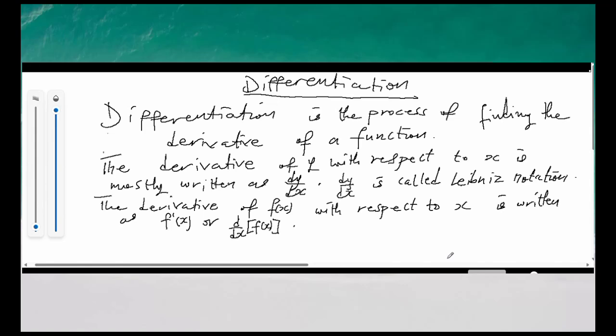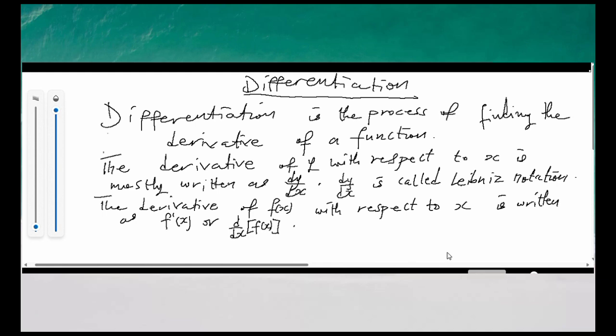Right, in today's video, we're going to be talking about differentiation. Differentiation is the process of finding the derivative of a function. The derivative of y with respect to x is mostly written as dy/dx. dy/dx is called the Leibniz notation. The derivative of f(x) with respect to x is written as f prime of x or dy/dx of f(x).